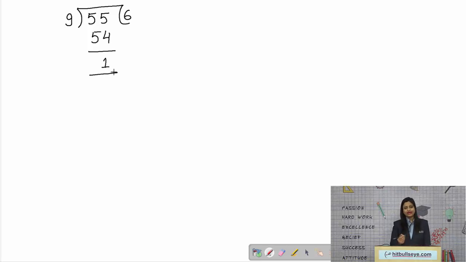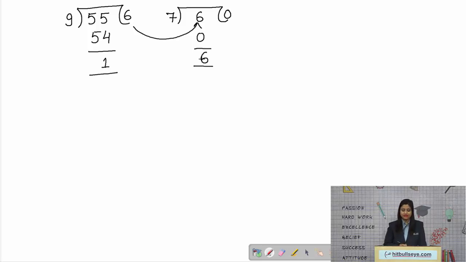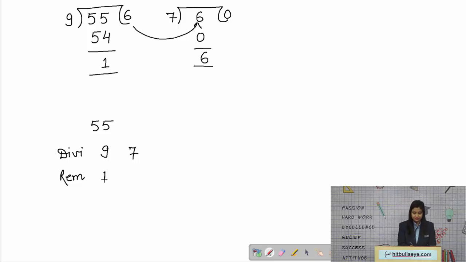Now what do you mean by successive division? It means at the second step, the old quotient will become the new dividend. If we divide it by 7, quotient will be 0 and the remainder will be 6. So we can say 55 when divided by 9 and 7 respectively, remainders are 1 and 6 respectively.